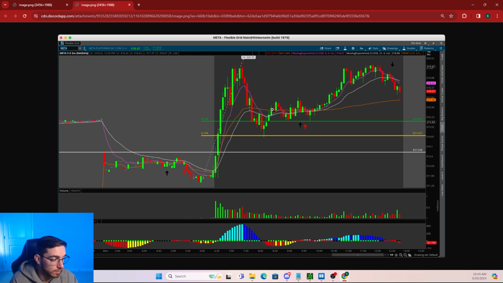I personally only caught it up in the VWAP, but my stop loss was right on the opposite side of this. Now, had you held it for the remainder of the day, I mean, this thing went pretty much right back to high of day.